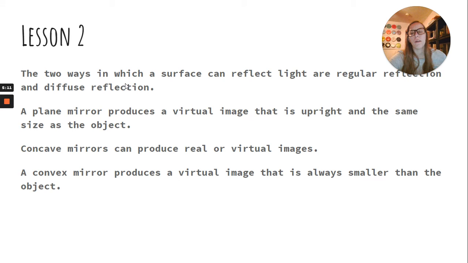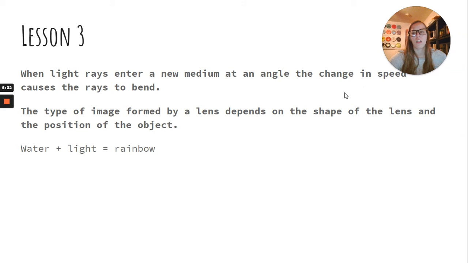From lesson 2, the two ways in which a surface can reflect light are regular reflection and diffuse reflection. A plane mirror produces a virtual image that is upright and the same size as the object. Concave mirrors can produce real or virtual images. A convex mirror produces a virtual image that is always smaller than the object. 3, when light rays enter a new medium at an angle, the change in speed causes the rays to bend. The type of image formed by a lens depends on the shape of the lens and the position of the object. Water plus light equals a rainbow.